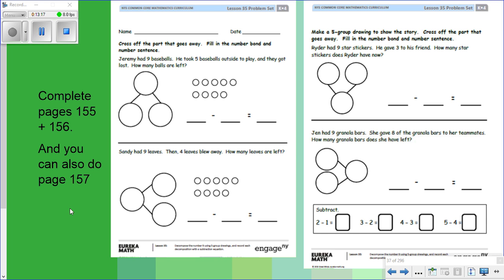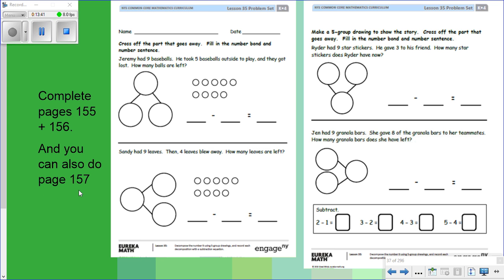So for those of you with the workbook, you will turn to page 155. And then on the back of that is page 156. It looks like this is 155, and then this is 156. And then you can also do the story problem that's on page 157.